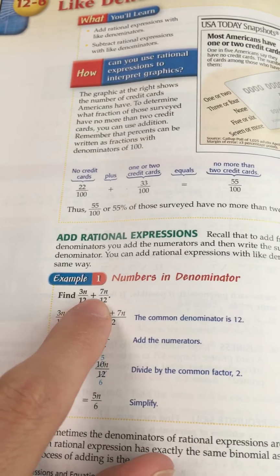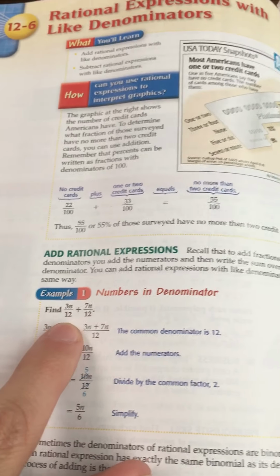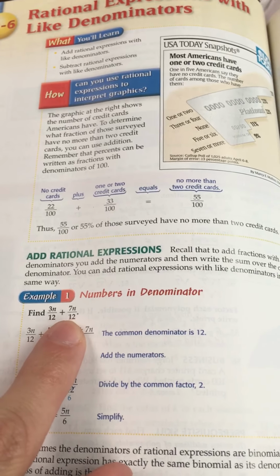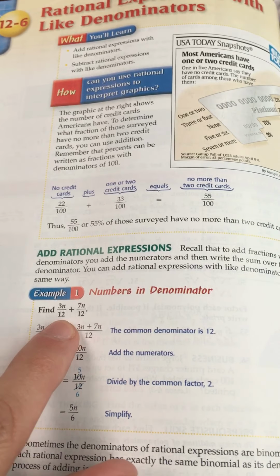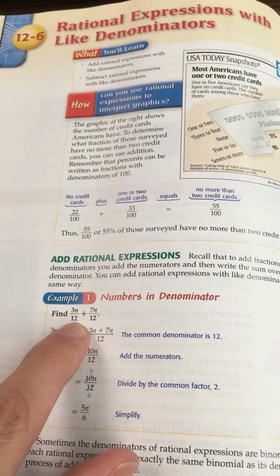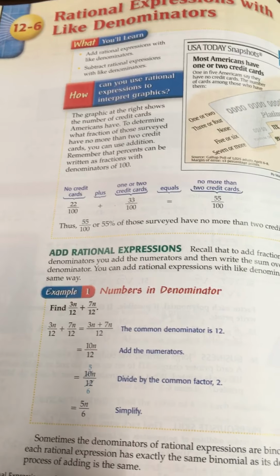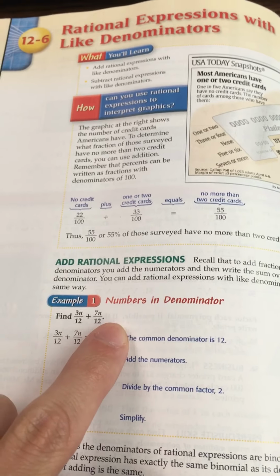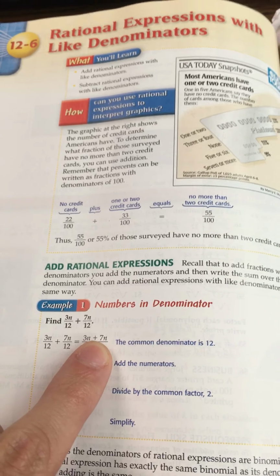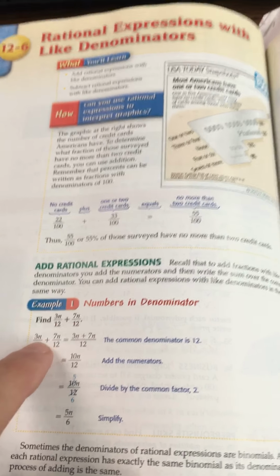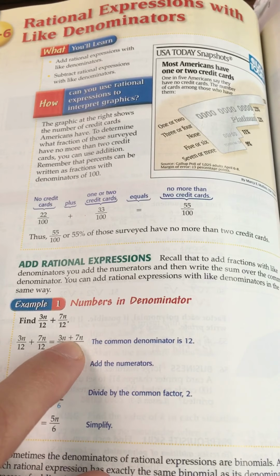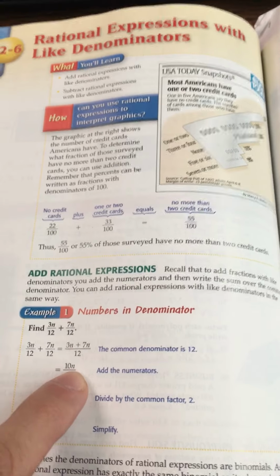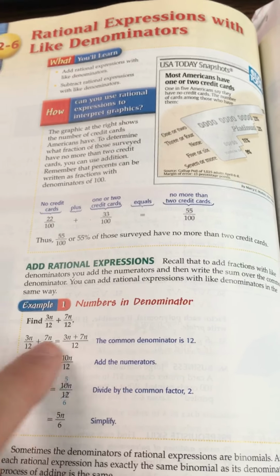Okay, we got 3n divided by 12 plus 7n divided by 12. Okay, we have a like denominator. Denominator's the bottom, 12 and 12. They're alike, so we can bring those both over if we find our numerator. We can add these both because it says 3n plus 7n. We can simplify that. 3n plus 7n is 10n. We haven't messed with 12. We don't have to. We have a common one. We're all good there.